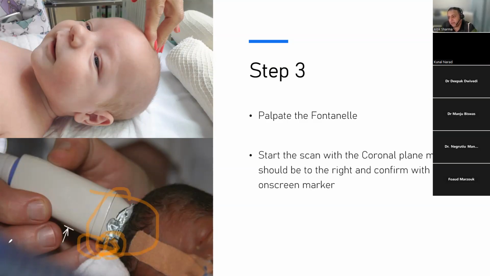It was not unusual about a decade back to have probes where markers were labeled wrong. I've not seen that happen in the last decade. But what we used to do in that situation is we just tap the fontanelle on the right side, confirm the probe marker is also on the right, and that ensures your orientation is completely correct.